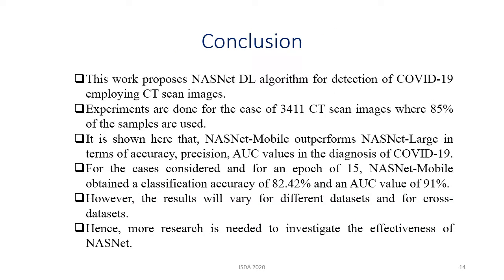Now I can conclude the paper. This work proposes the NASNet deep learning algorithm for detection of COVID-19 employing CT scan images. Experiments are done for the case of 3,411 CT scan images where 85% of the samples are used for training. It is shown here that NASNet Mobile outperforms NASNet Large in terms of accuracy, precision, and AUC values in the diagnosis of COVID-19 for the cases considered for an epoch of 15. NASNet Mobile obtained a classification accuracy of 82.42% and an AUC value of 91%. However, the results will vary for different datasets and for cross datasets. Hence, more research is needed to investigate the effectiveness of NASNet.